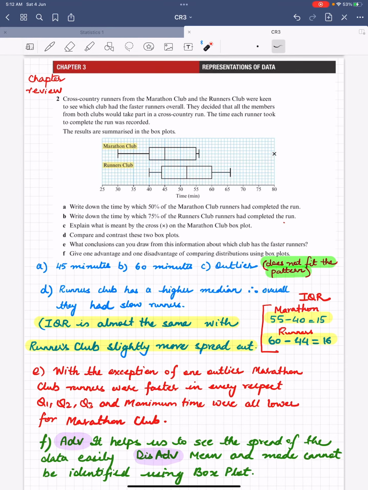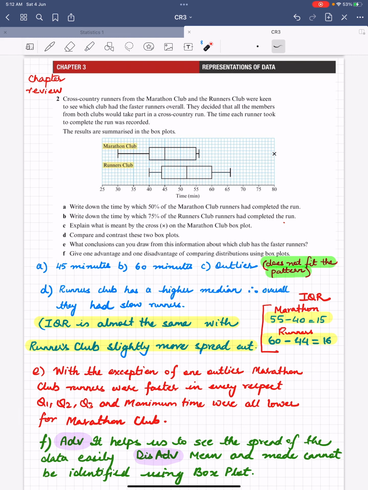Chapter Review 3, question number 2. Cross-country runners from the Marathon Club and the Runners Club were taken to see which club had the faster runners overall. They decided that all the members from both clubs would take part in a cross-country run. The time each runner took to complete the run was recorded. The results are summarized in the box plots.